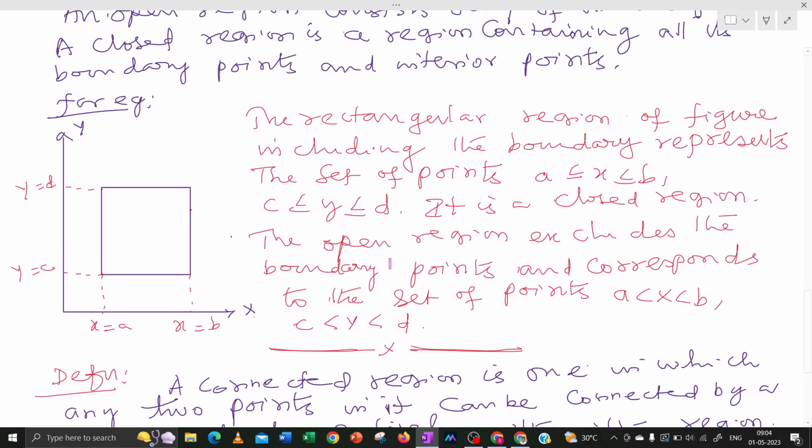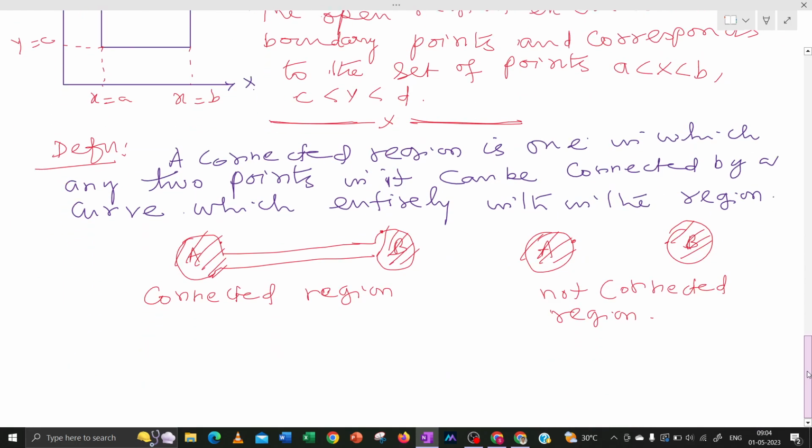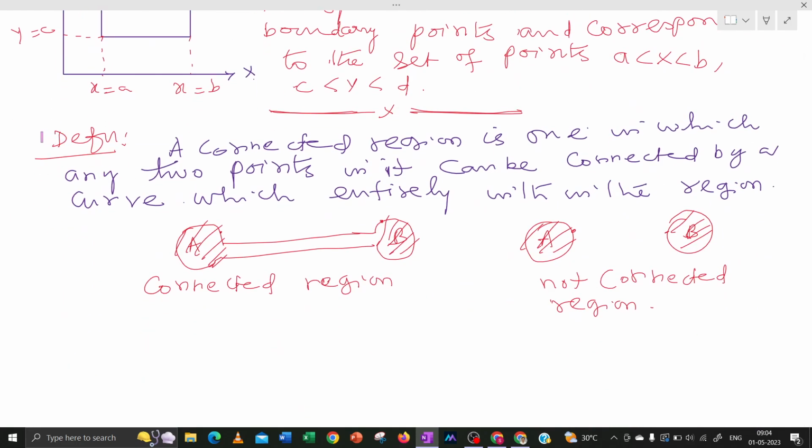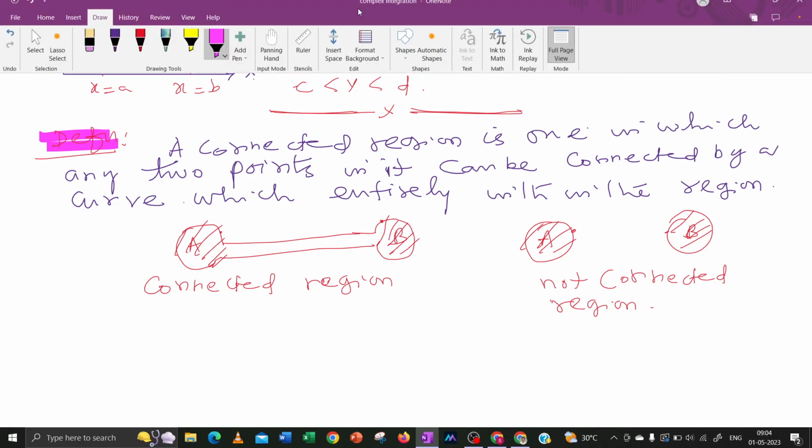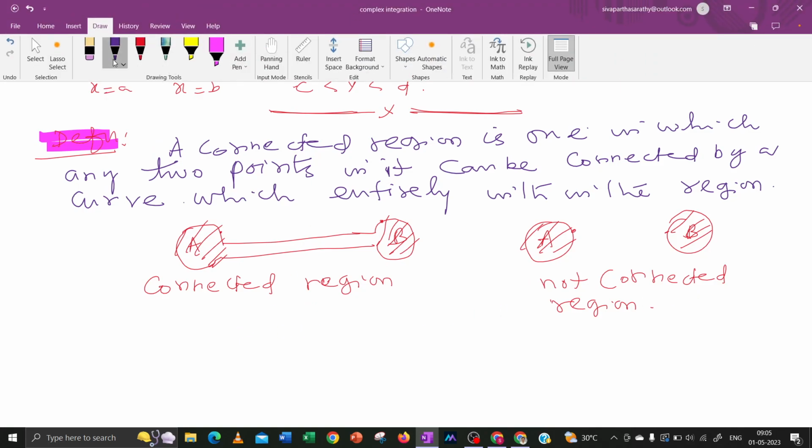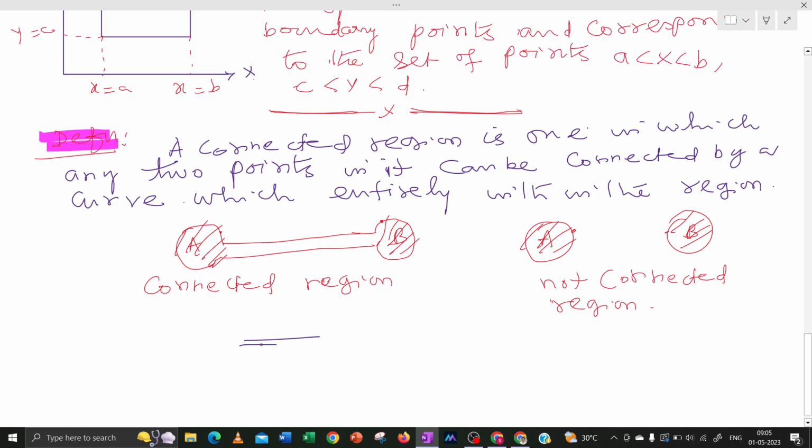Here I have given one example for open region and closed region. The last definition is connected region and not connected region. So this is some introduction to complex integration. In the next class we will discuss complex integration very briefly.